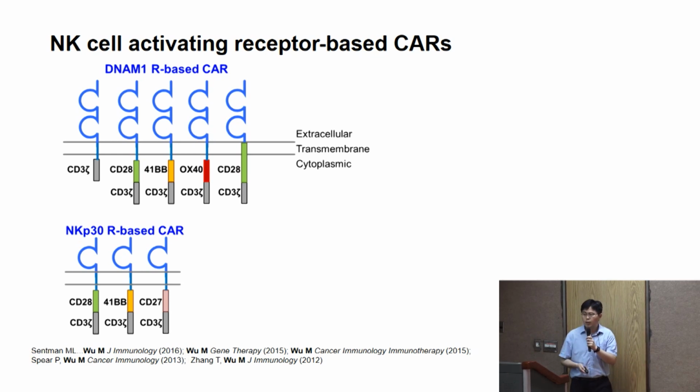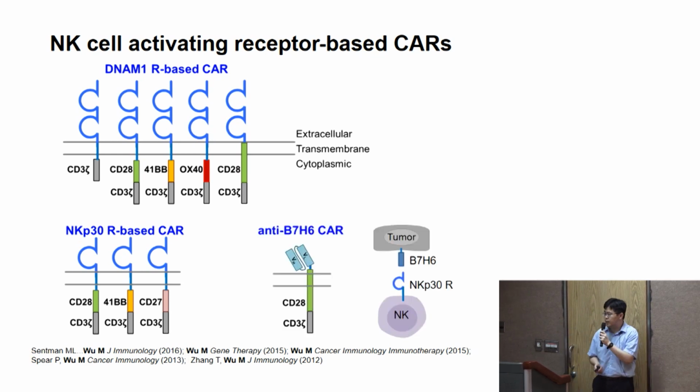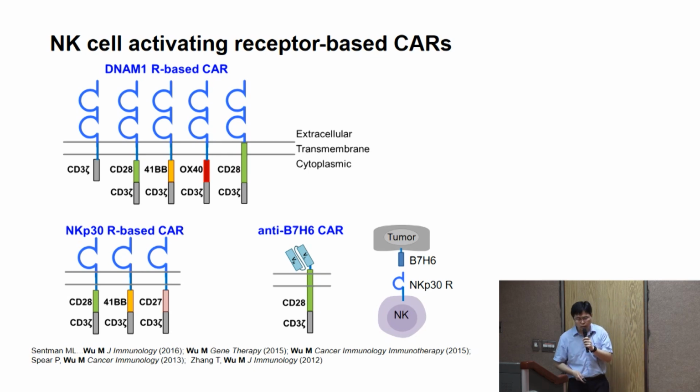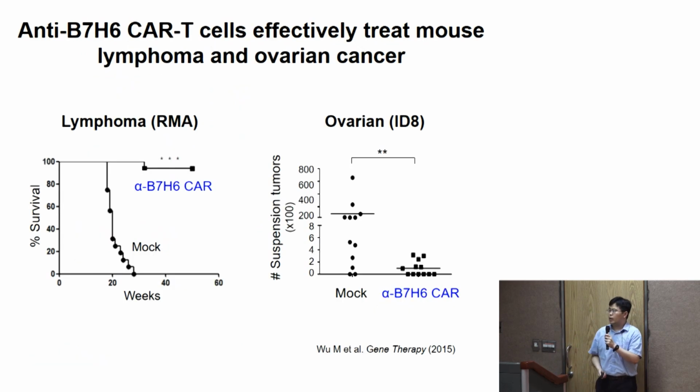In addition, I also developed an scFv-based CAR, the anti-B7H6 CAR. It can recognize the tumor-specific ligand of NKp30. So this system is even more specific than the NKp30 receptor-based CAR. And here I show you this CAR. The anti-B7H6 CAR can effectively prolong mouse survival in the lymphoma model and also significantly decrease tumor burden in the ovarian cancer model.